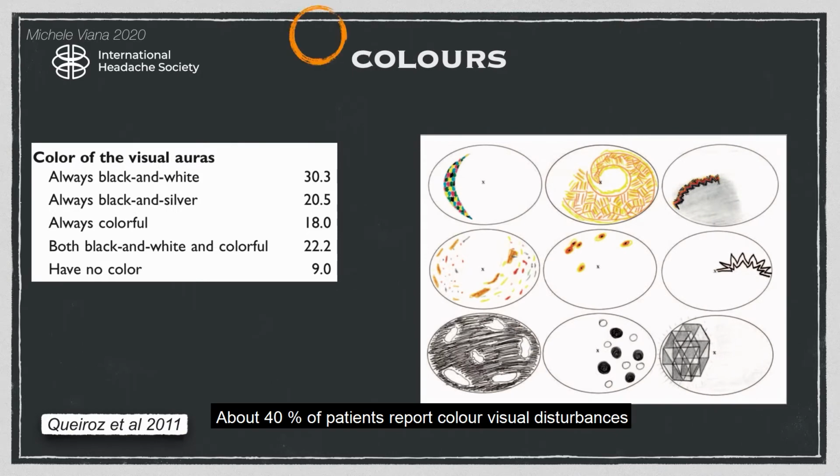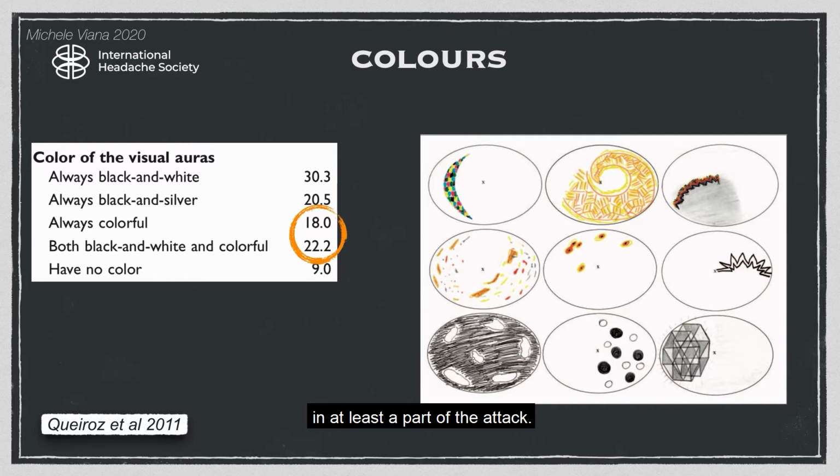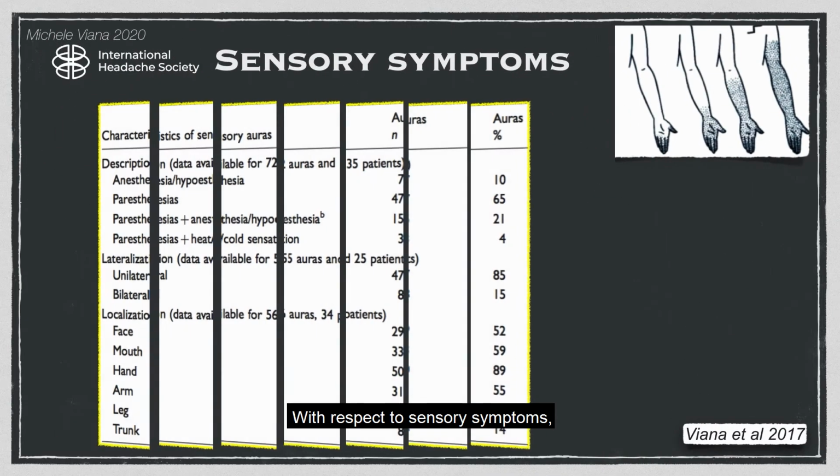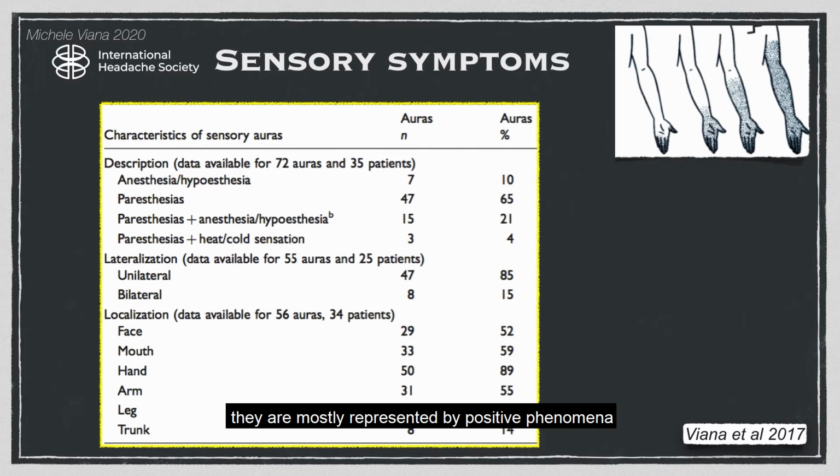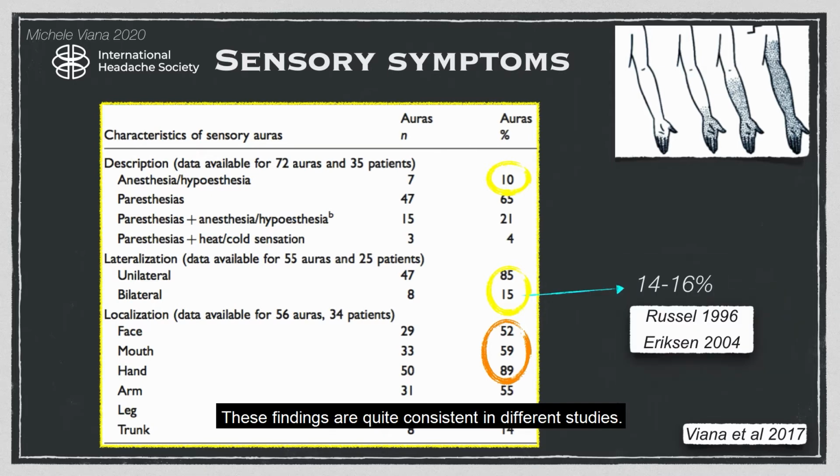Colors. About 40% of patients report colored visual disturbances in at least a part of the attack. With respect to sensory symptoms, they are mostly represented by positive phenomena such as pins and needles sensation with or without negative ones, and only in 10% of cases there are uniquely negative phenomena. Face and hand are the most involved areas, and about lateralization, symptoms are mostly unilateral, although 15% of patients have bilateral presentation. These findings are quite consistent over different studies.